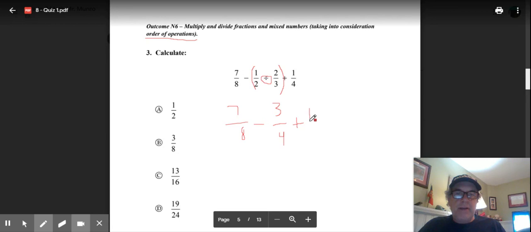So it's 7 over 8, subtract 3/4 plus 1/4. In order to add or subtract now, you would turn these into common denominators so that everything will be 8 on the bottom. Your 7 doesn't change. You double 4 to 8, double 3 is 6. Double 4 to 8, double 1 to get 2. 7 subtract 6 is 1, plus 2 gives you your 3/8.